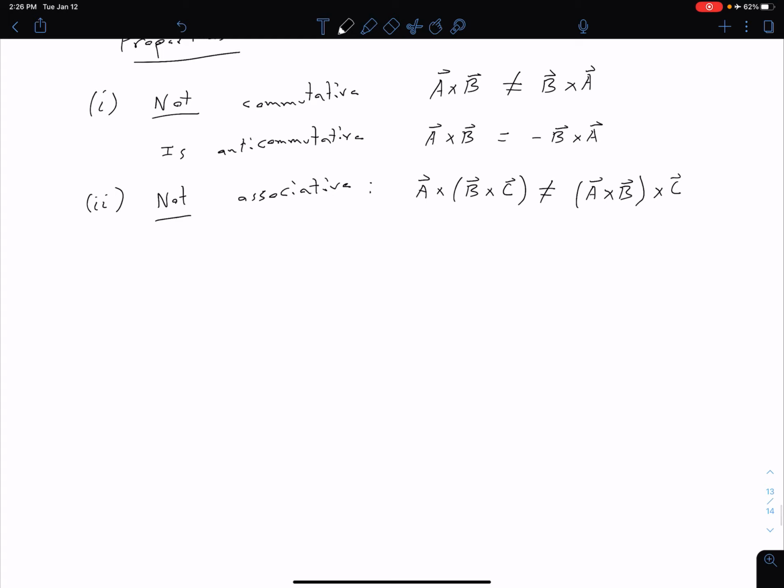Our third property indicates that our cross product is distributive, however. And so we can see that if we have a cross product, so A being crossed with the sum of two vectors, so A cross the quantity B plus C, well, that is equal to A cross B plus A cross C.